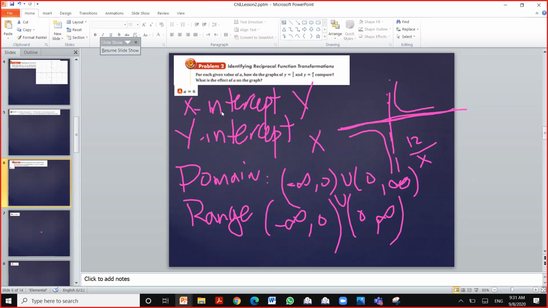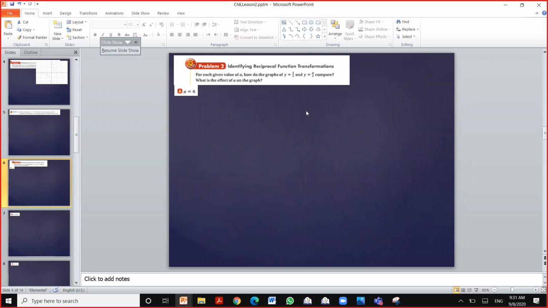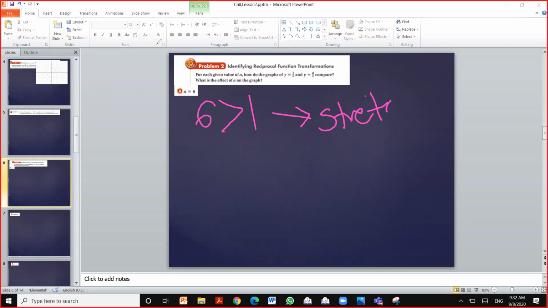Now, in this problem, we sketch it on the graphing calculator. Here, if you have 1 over x, we know how it will be. But what about if it is 6 over x? I told you, since we multiply it by a number that is greater than 1, it will stretch.